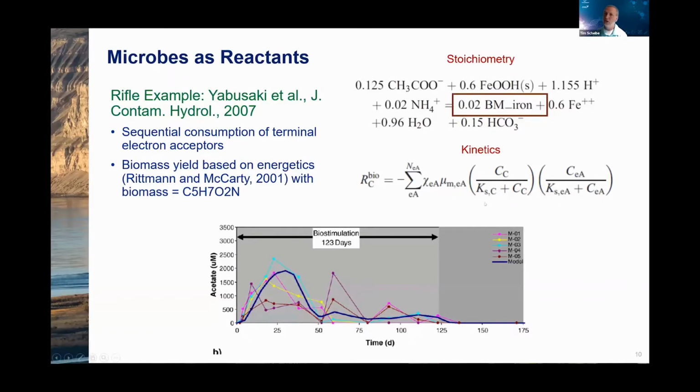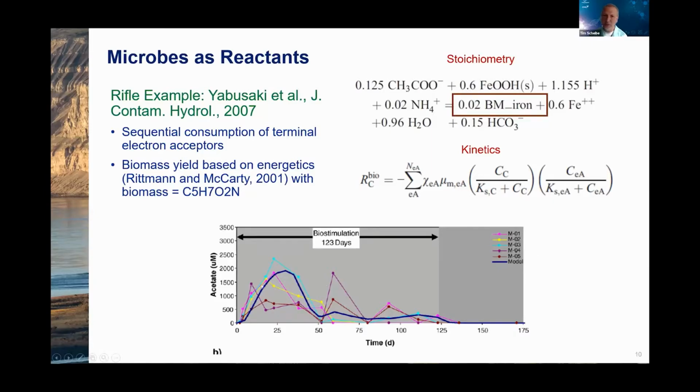And so the way that these are often represented kinetically is in terms of a dual Monod model, where the rate of the biological process depends on the concentration of the electron donor and the concentration of the terminal electron acceptor, parameterized by these half saturation constants. And the biomass yield in this model is based on an energetics representation from Rittmann and McCarty. And the biomass itself is assumed to have a molecular formula shown here: 5 carbons, 7 hydrogens, 2 oxygens, and 1 nitrogen. And so that allows you stoichiometrically to balance your equations and represent the biomass in the system.